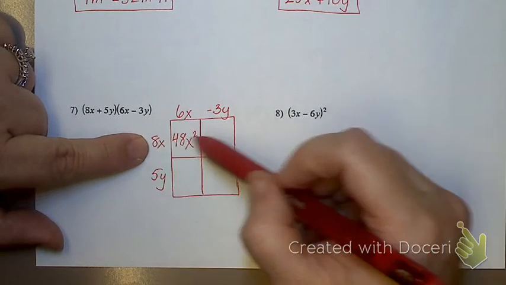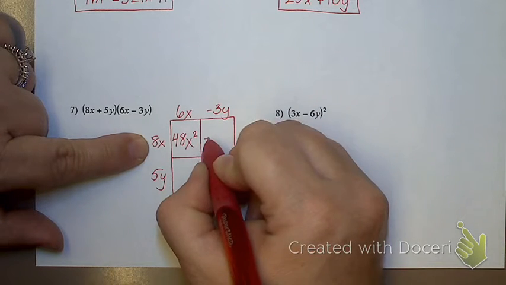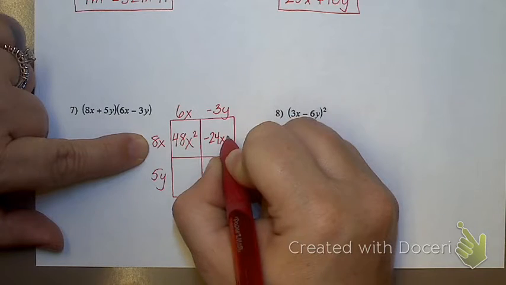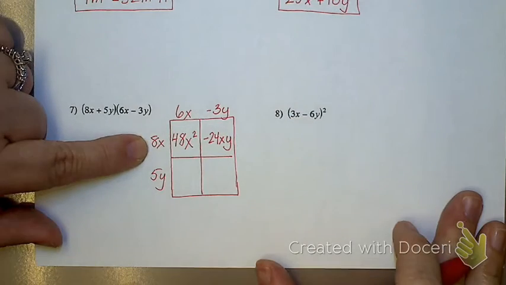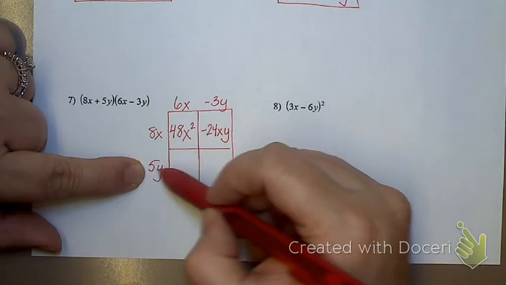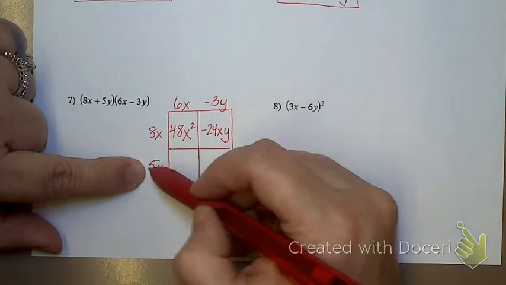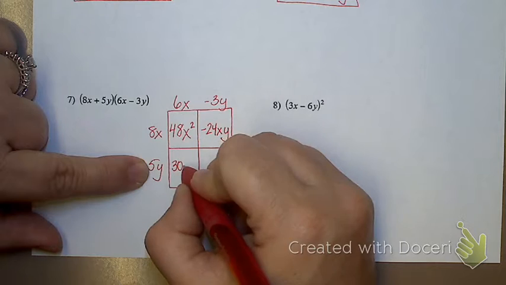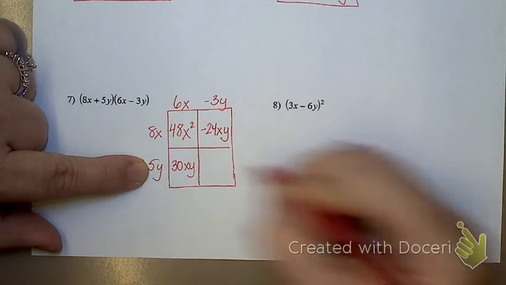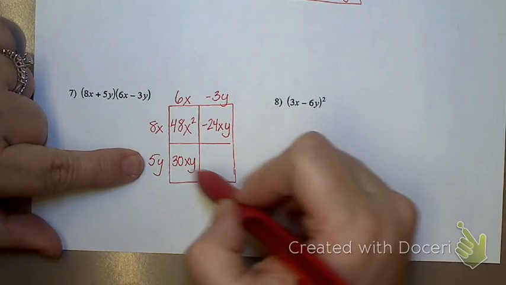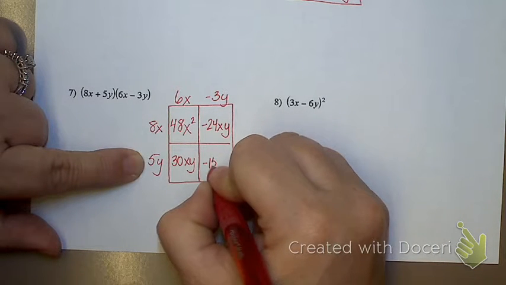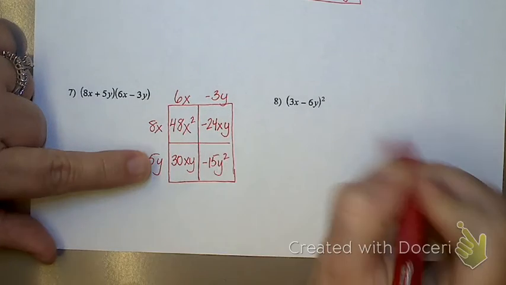And now this way, 8 times negative 3 is negative 24, and x times y, I want to write in alphabetical order, so I call it xy. Next I have 5y. 5y times 6x. Well, 5 times 6 is 30, and y times x, again, alphabetical order, call it xy. And finally, 5y times negative 3y would be negative 15y squared.